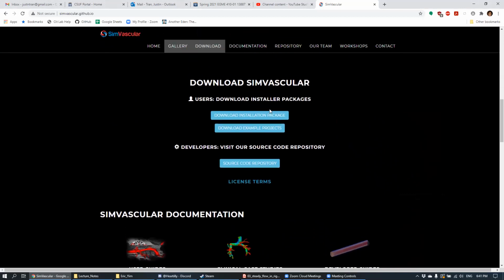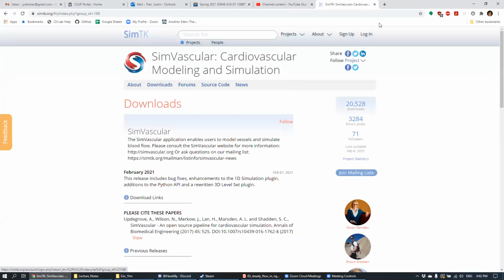And so when you click download, you're going to go down to this link right here. The link that you want to click is to download this installation package. And when you click that, it's going to take you to a different website called SimTK.